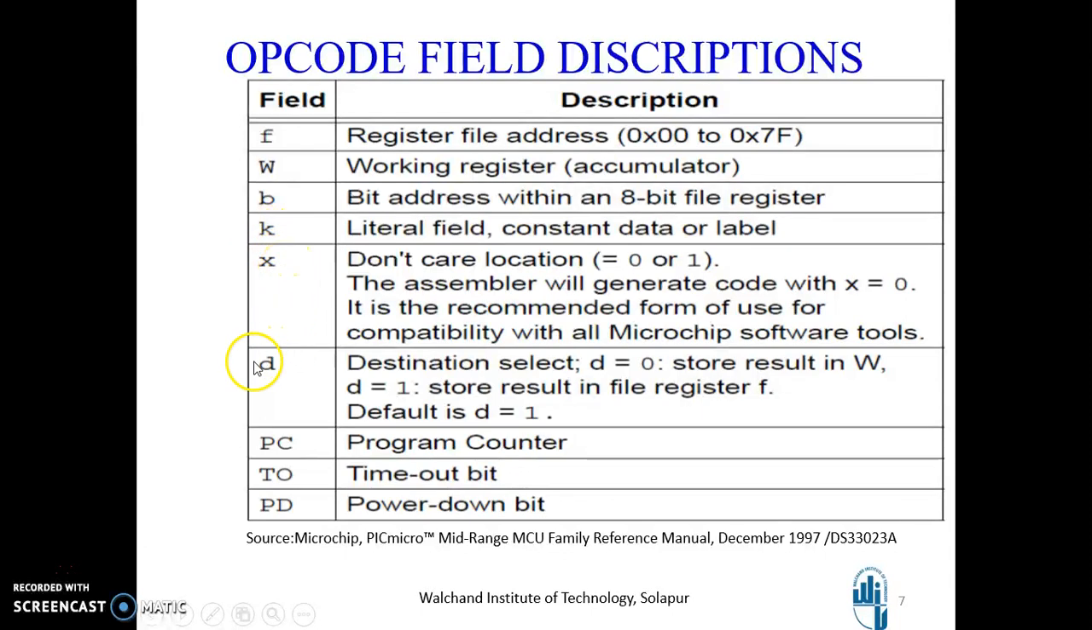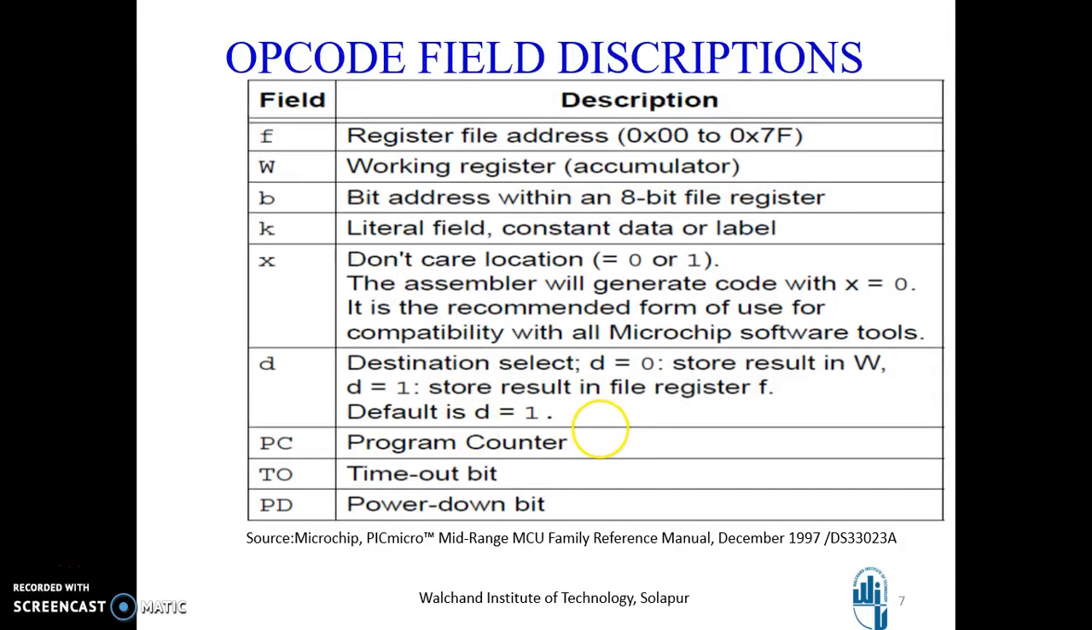Now one important field is D. Whenever this D bit is 0, whatever operation is carried out, the result of it is stored in the working register. Otherwise if D is 1, it will be stored in the file register. And by default you have to remember that the destination bit is 1, meaning whenever you are doing some operation, if you are not writing D, by default the value of D is 1 and hence the result will be stored in the file register itself.